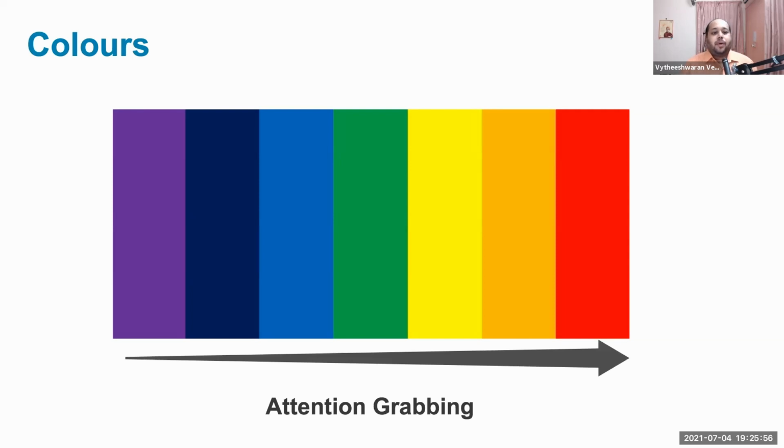Red grabs the most attention, while violet grabs the least attention. This is how it is tuned in our psychology, in our physiology. We are tuned to perceive colors like this, and this is why you find that red is used for all danger symbols, your signal lights, anything which brings out that sense of caution, anything you need to stop, anything that grabs attention.